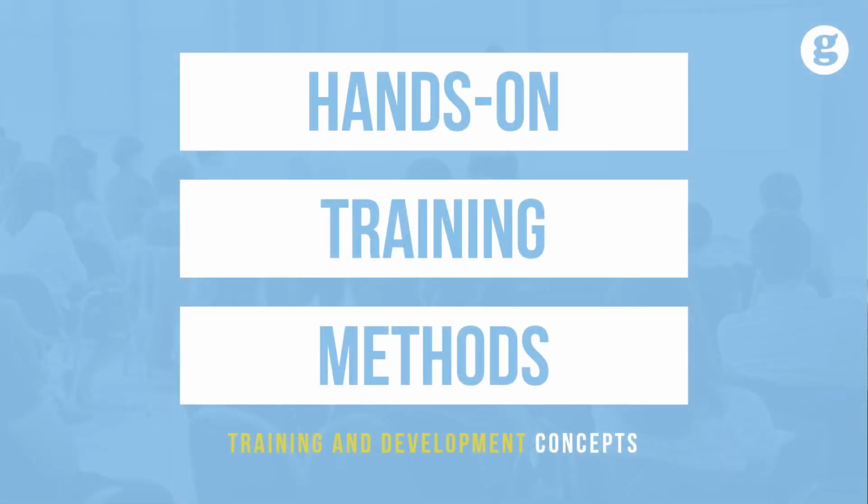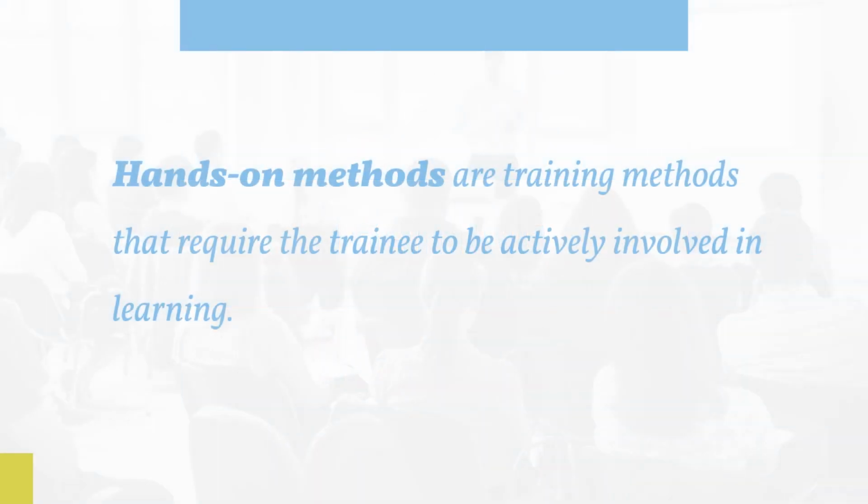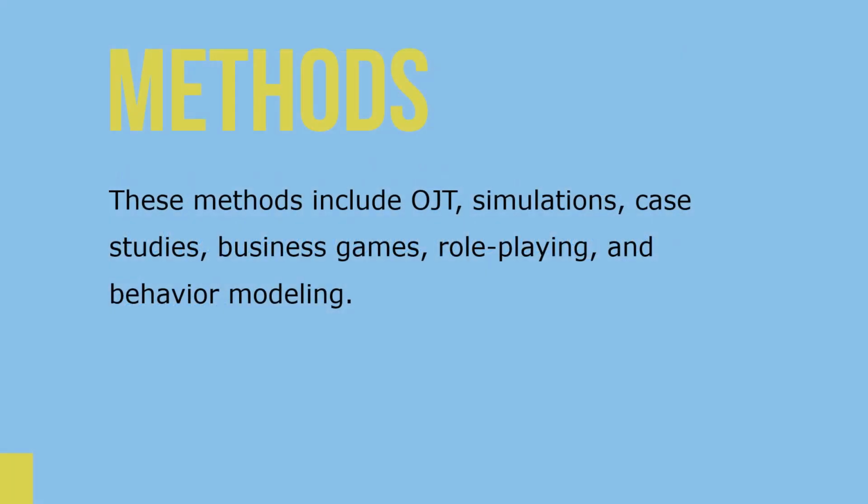Let's take a look at hands-on training methods. Hands-on methods are training methods that require the trainee to be actively involved in learning. These methods include on-the-job, known as OTJ, simulations, case studies, business games, role-playing, and behavior modeling.